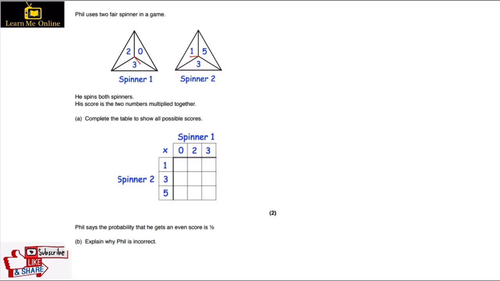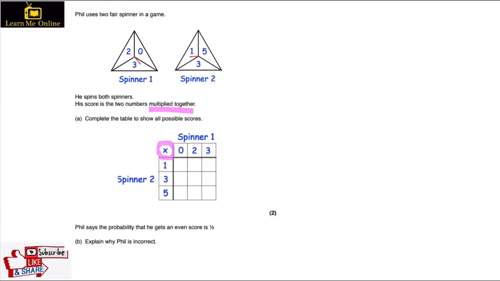Now we're going to have a look at the next example. In the next example, we have 2 spinners, and this says that he spun both spinners. His score on the 2 spinners is multiplied together. So the key information here is that the relation between the 2 spinners is a multiplication, and here they have written it down. Now, complete the table to show all the possible outcomes. We'll be multiplying the numbers.